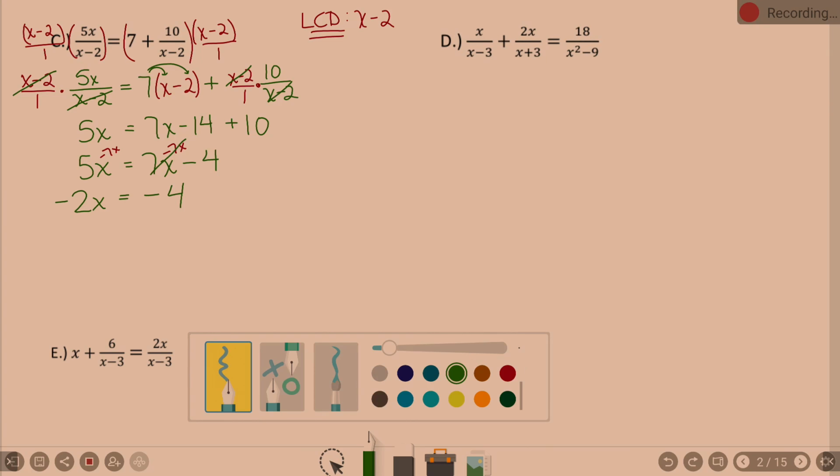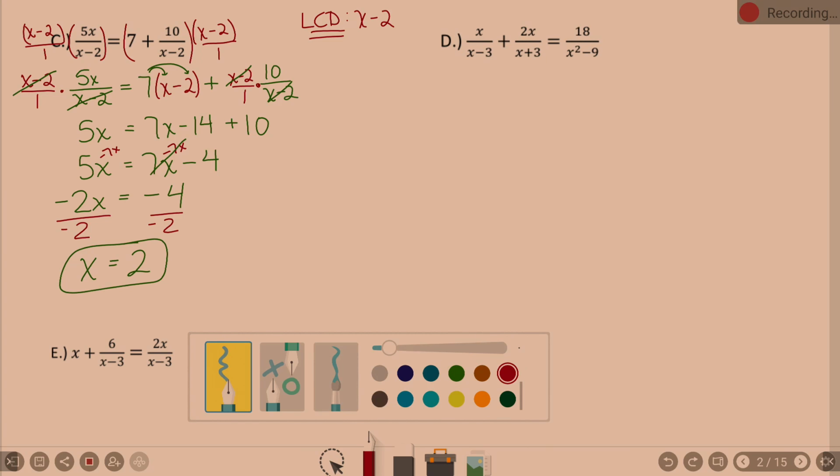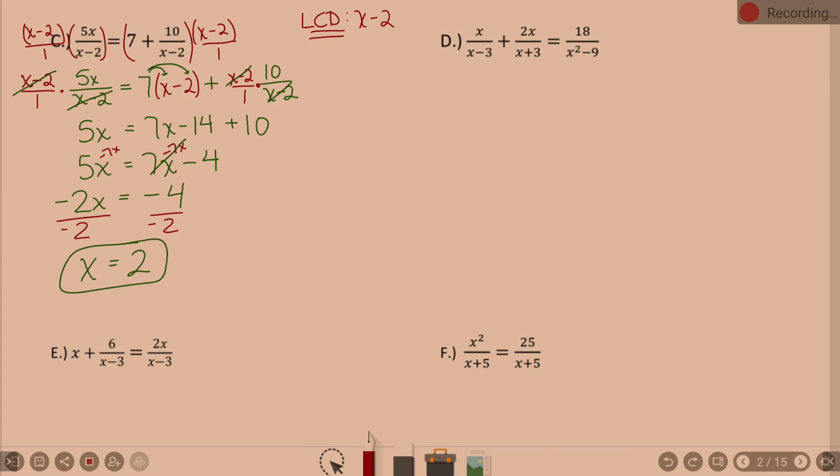And how do we solve? Negative 2x, so divide by negative 2. And x is 2. What's my last step on these problems? Check for extraneous solutions. Do I have any extraneous solutions? Can my denominator equal 2? My denominator cannot equal 2, can it?